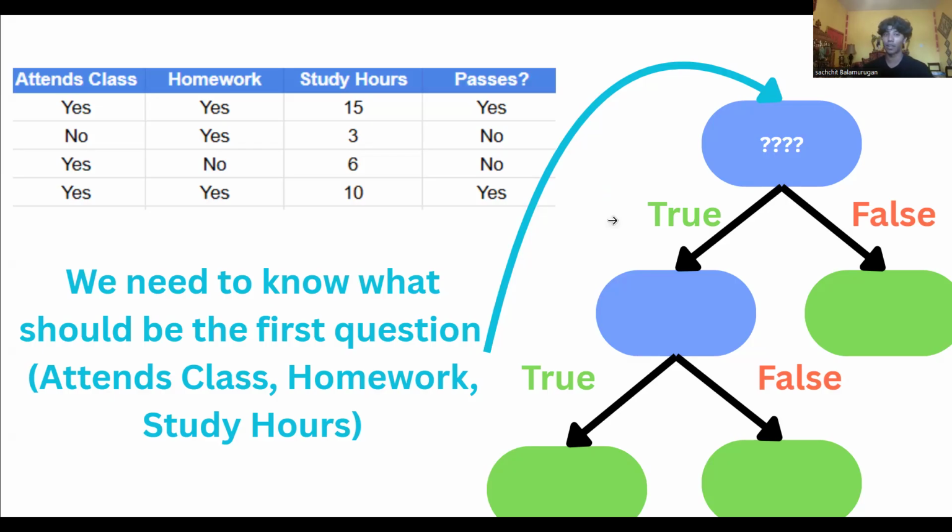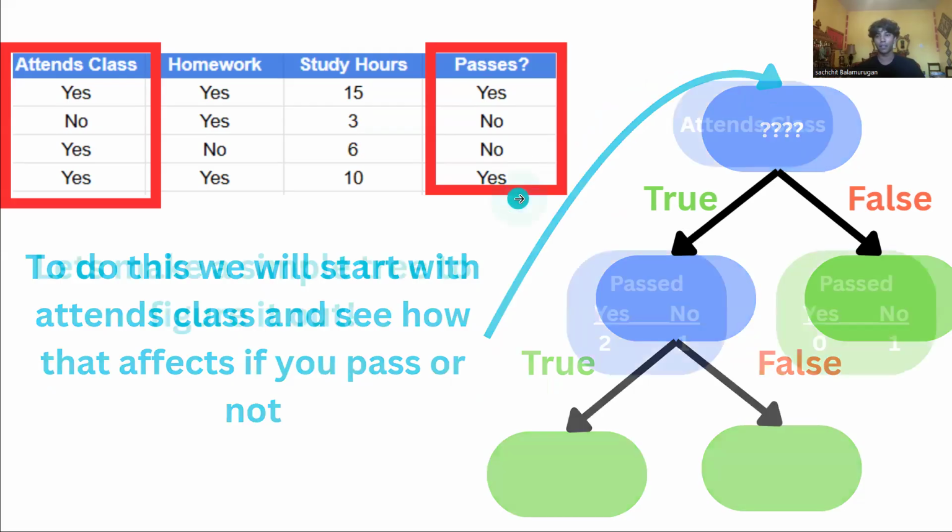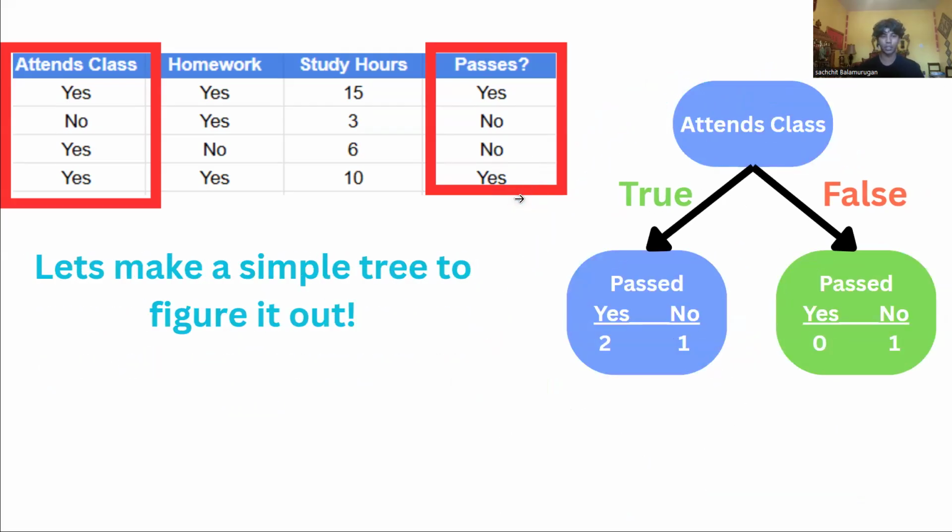All right, let's go. So to do this, that is not the correct answer, by the way. Okay, we're just going to start with the tenth class because that's the first thing. To do this, we'll start with the tenth class and see how that affects if you pass or not. Okay. So let's make a simple tree to figure this out.